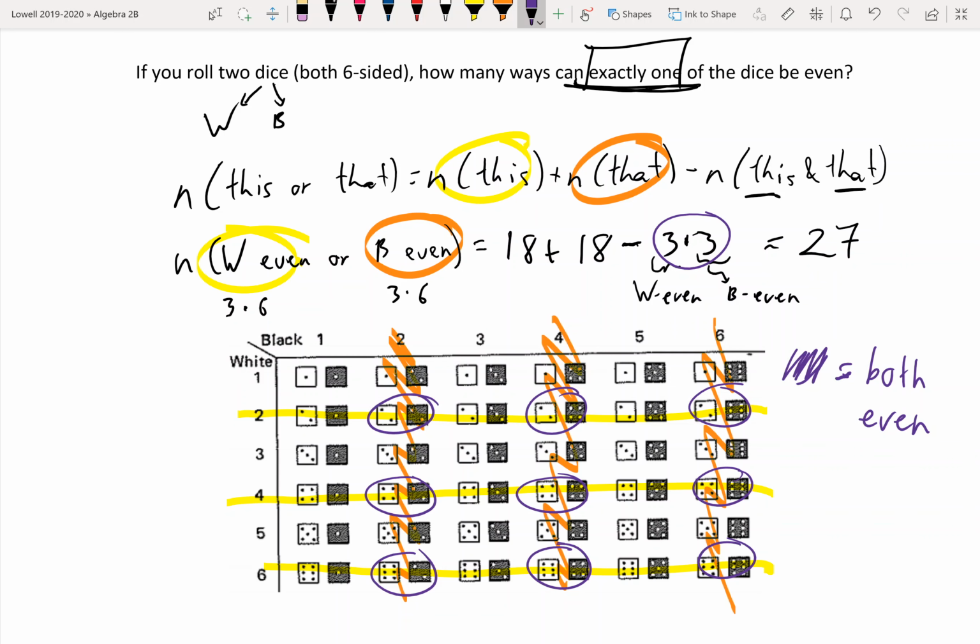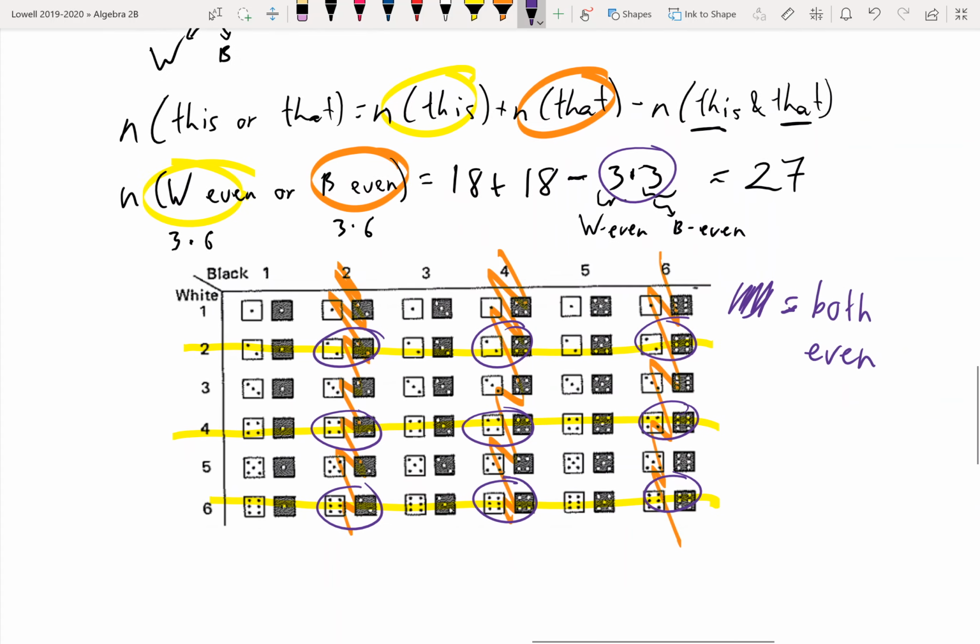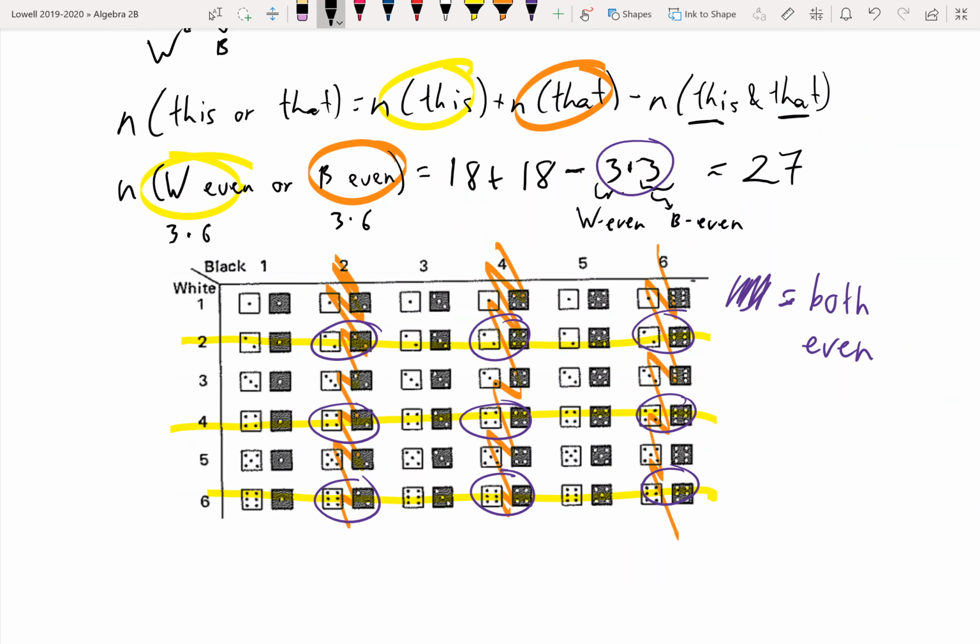It's actually been counted twice, once for the orange column and once for the yellow row. We actually want to count them 0 times. And so I need to take that away twice, because this should not be counted at all.